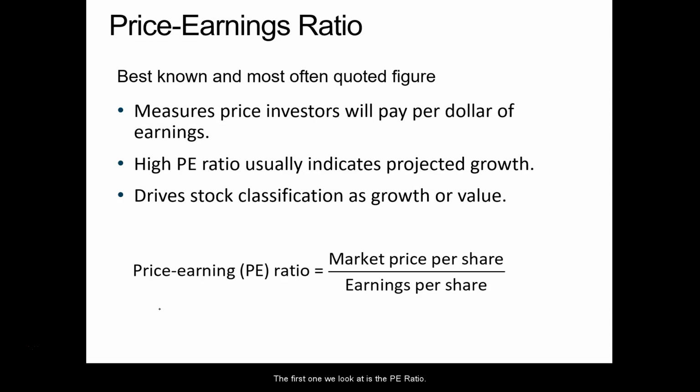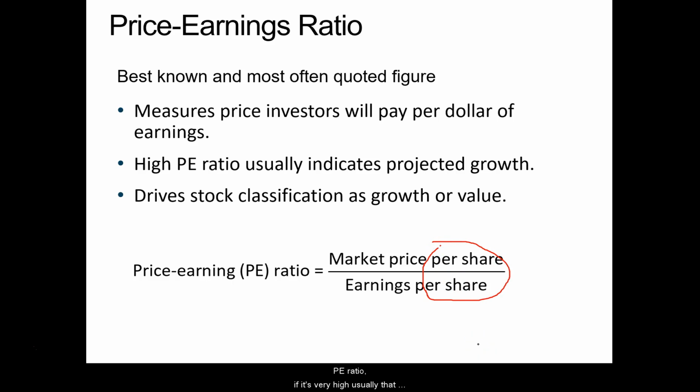The first one we look at is the PE ratio. This is one of the best known market value ratios. It is about the price investors are willing to pay per dollar of the company's EPS. If you remember from chapter 2, EPS is the earnings per share, which is the net income divided by the number of shares outstanding. So the PE ratio is simply the P, stock price, or say the market price per share, over E, earnings per share. Both of them are on a per share basis.